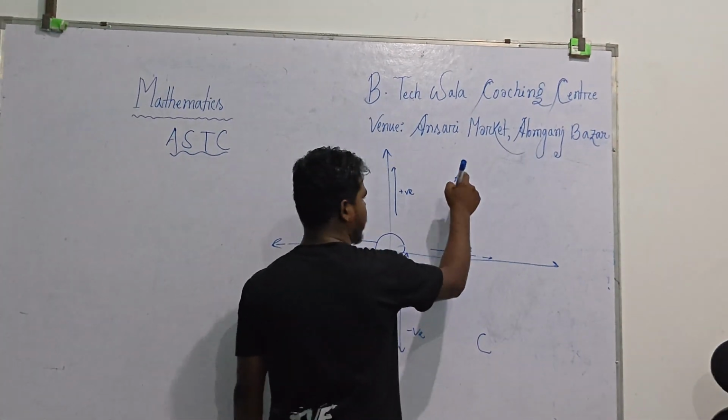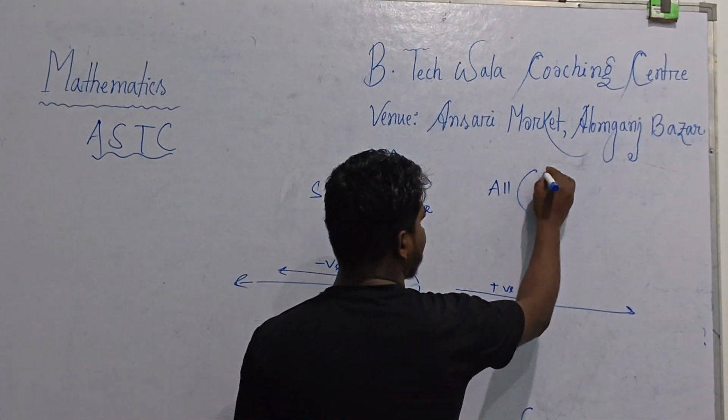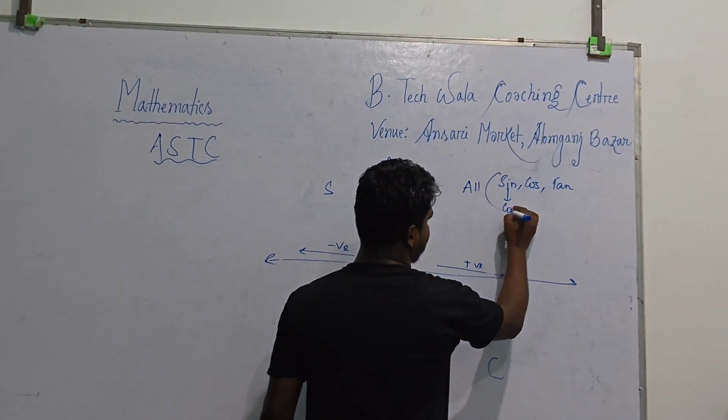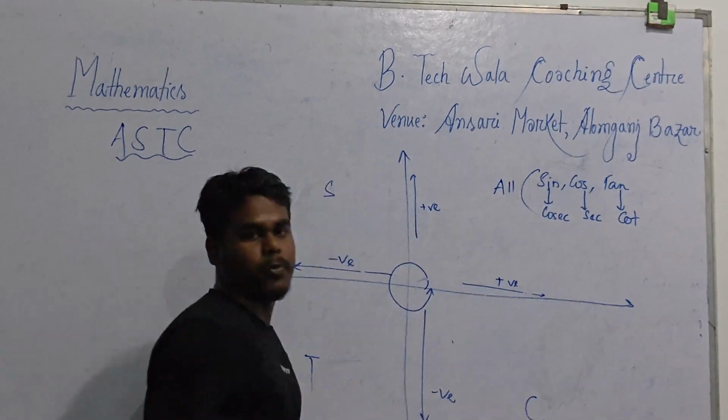Now, here is the first quadrant, plus, and A means all. A means all. It means there are a total of 6 trigonometric functions: sine, cos, tan, and the reciprocals cosec, sec, right? And the reciprocal of tan, that is cot, and all are positive.